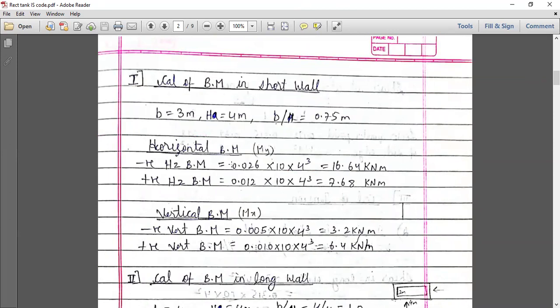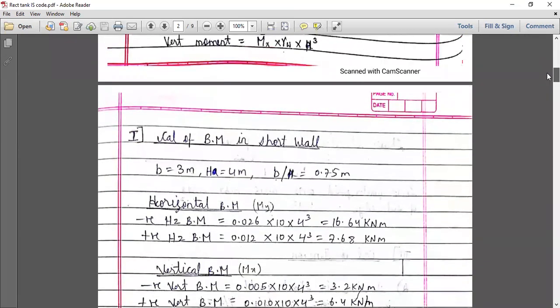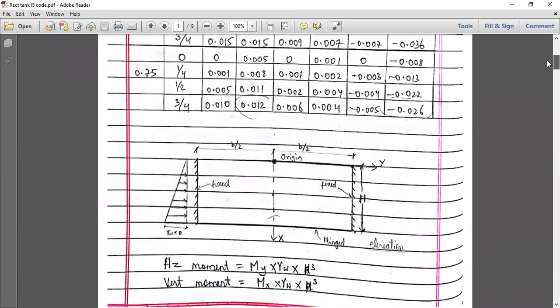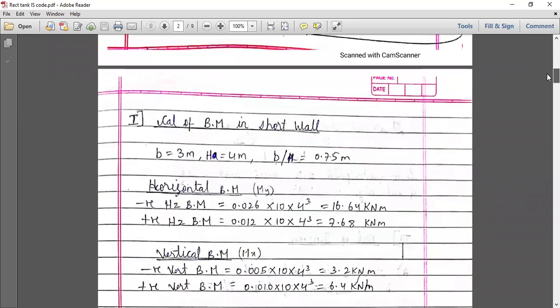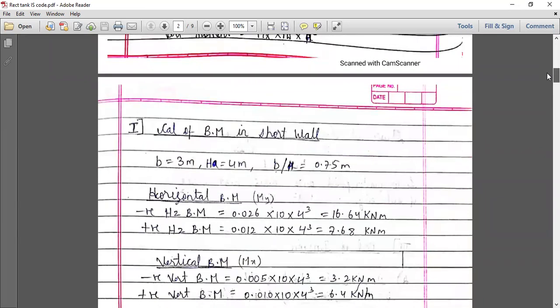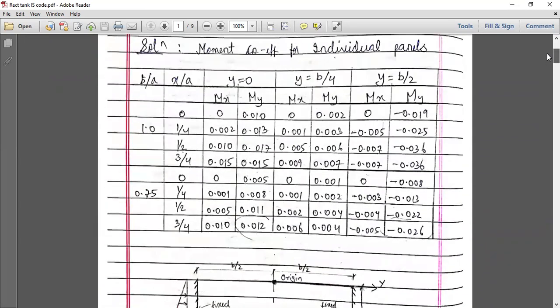फॉर हॉरिजॉन्टल बेंडिंग मोमेंट My इंटू गामा इंटू एच क्यूब. ठीक है, फर्स्ट राइट डाउन द इक्वेशन My और फिर नेगेटिव के लिए चेक करो मैक्सिमम किधर है. ठीक है, सो मैक्सिमम इज हियर, My नेगेटिव 0.026. सिमिलरली फॉर पॉजिटिव बेंडिंग मोमेंट पॉजिटिव चेक करो मैक्सिमम कौन सा है. दो कॉलम, ये दो कॉलम में से it is 0.012.